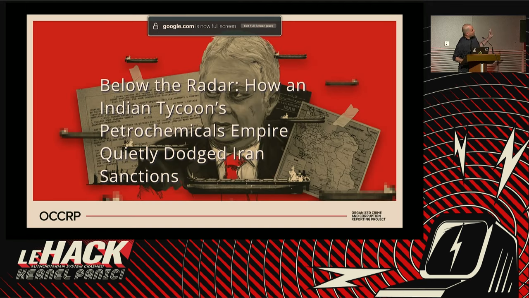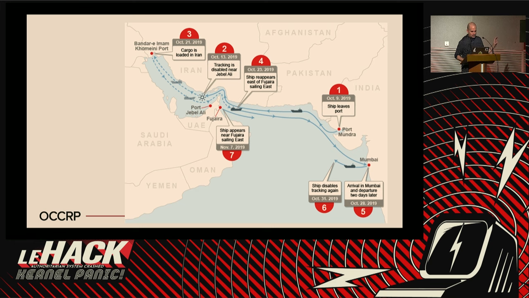All right, so we recently published the story called Below the Radar, How an Indian Tycoon's Petrochemicals Empire Quietly Dodged Iran Sanctions. And one of the interesting components of the research within the story was tracking ships. Now, here's a picture of the final published graphic that we used, and we could see where we could track the ships and then where we couldn't.